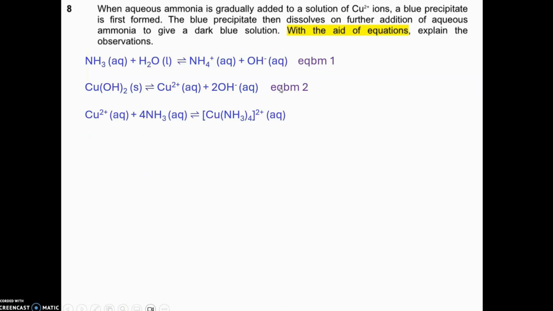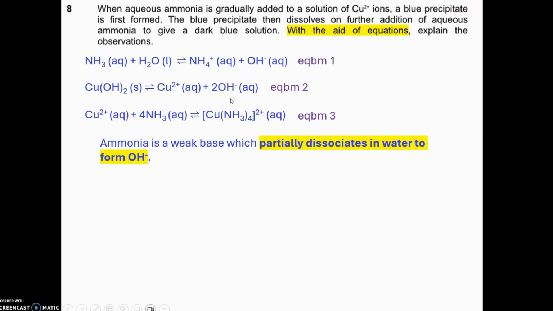And lastly, the formation of the dark blue solution, Cu2+ reacting with 4NH3 to give you this complex ion, [Cu(NH3)4]2+. You will need to know the formula of this complex ion, as well as other complex ions which are mentioned in the notes on this chapter, and we are going to call this equilibrium 3. So now that we have written these three equations, we are ready to explain. Firstly, the first aspect is the formation of the blue precipitate. Ammonia is a weak base. It undergoes partial dissociation in water to form hydroxide ions.